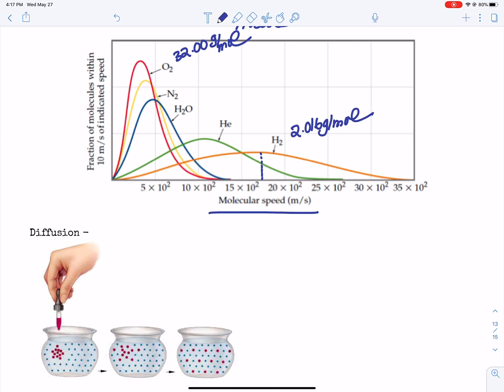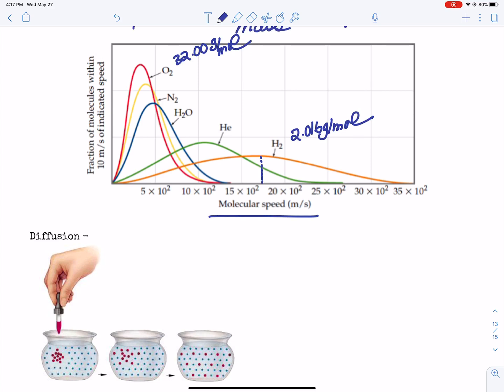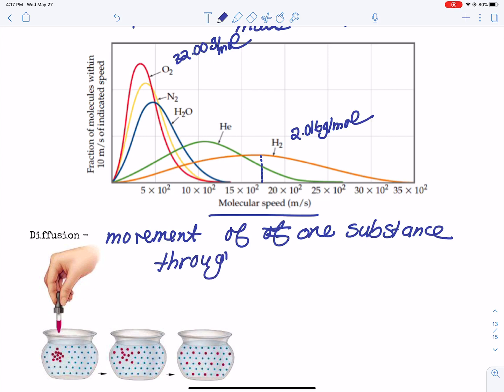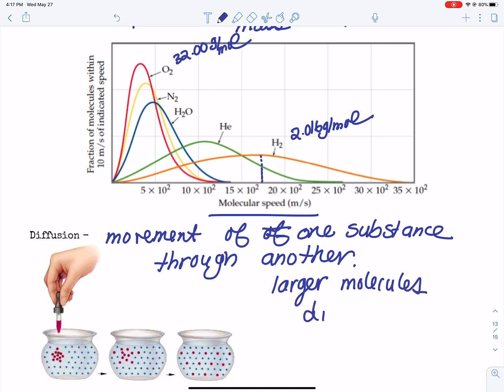So what is diffusion? You learned about this in biology last year. Diffusion is the movement of one substance through another. And going along with Graham's law, larger molecules would diffuse slower.